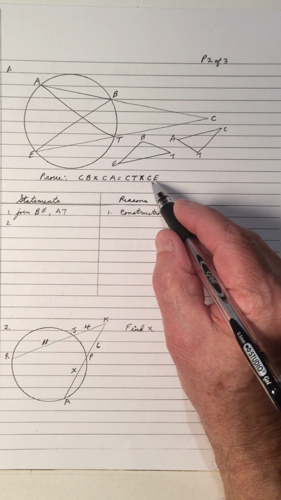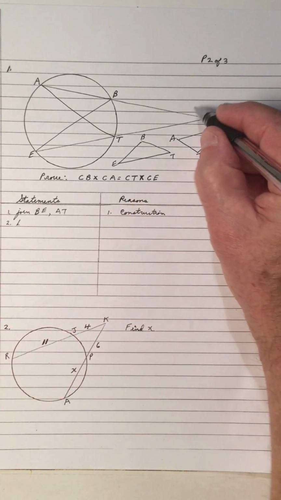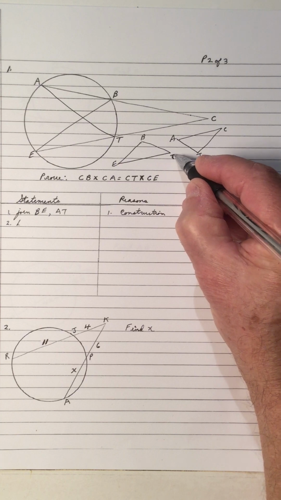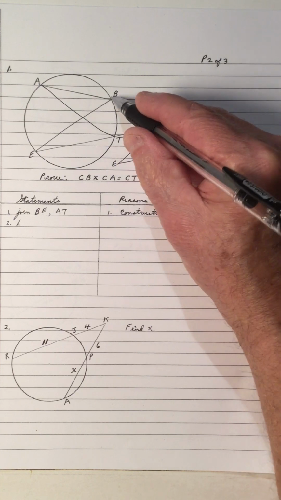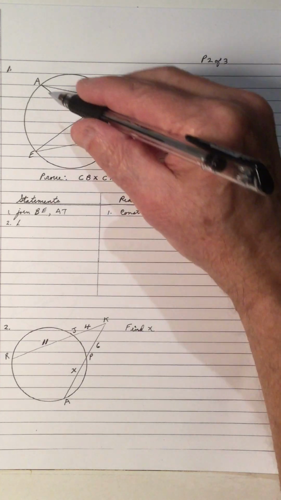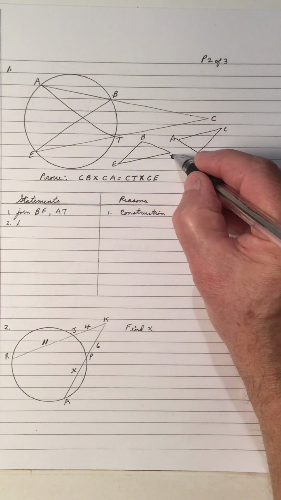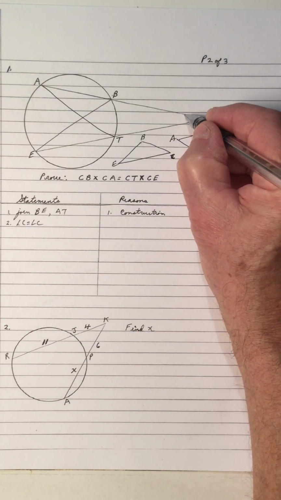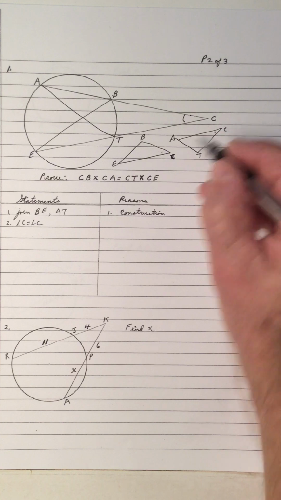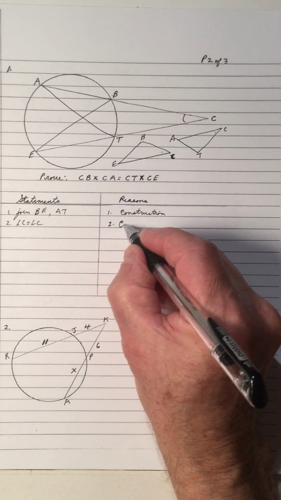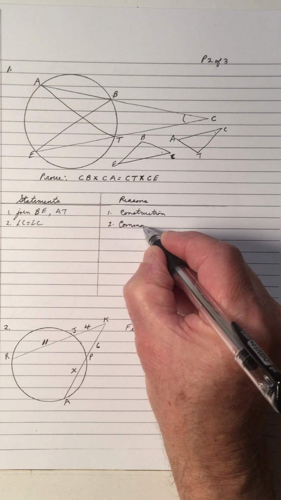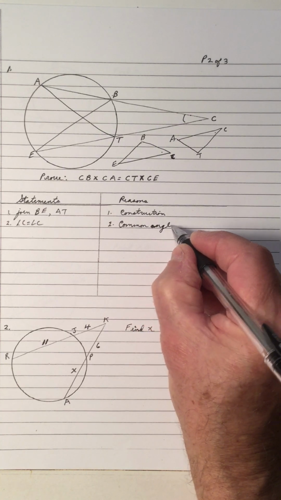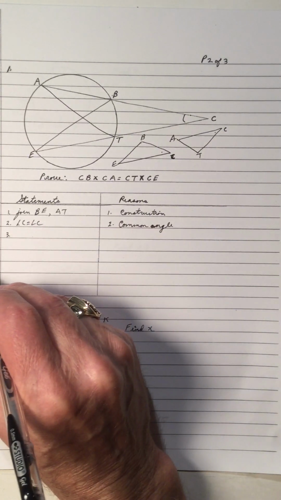So notice that angle C, in BEC and ATC, there they are. Angle C is equal to angle C. Angle C is here and here, and that's common. It's a common angle in both triangles. Now we need another pair of angles.